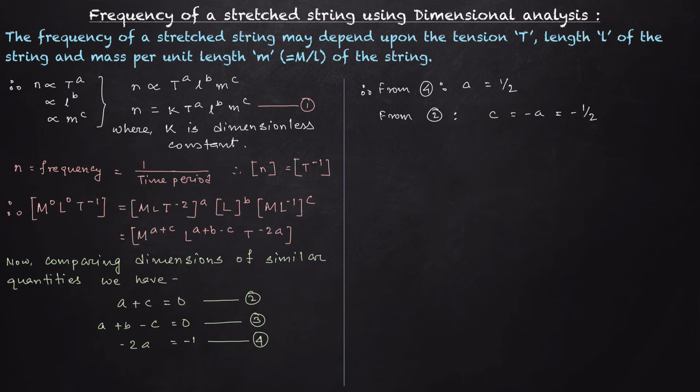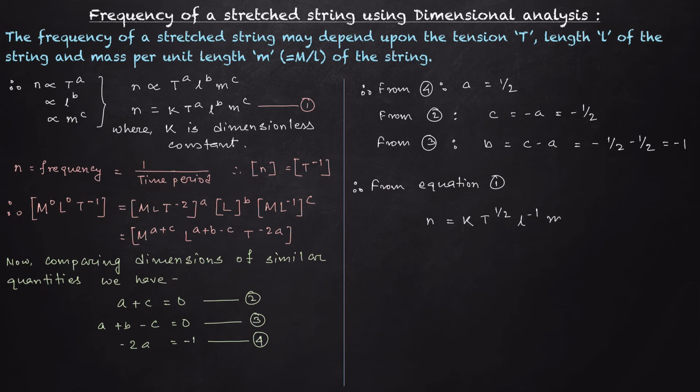And if you put this in 3, then we can write b is equal to c minus a, which is equal to minus half minus half, which is equal to minus 1. So a is equal to half, c is equal to minus half, and b is equal to minus 1. So if you put these 3 values into equation 1, then we can write n is equal to K times T to the power half, L to the power minus 1, M to the power minus half, or n is equal to K by L root over T by M, or in general the value of K is half. So the actual expression for the frequency of a stretched string is 1 over 2L root over T by M. So this is the actual expression.